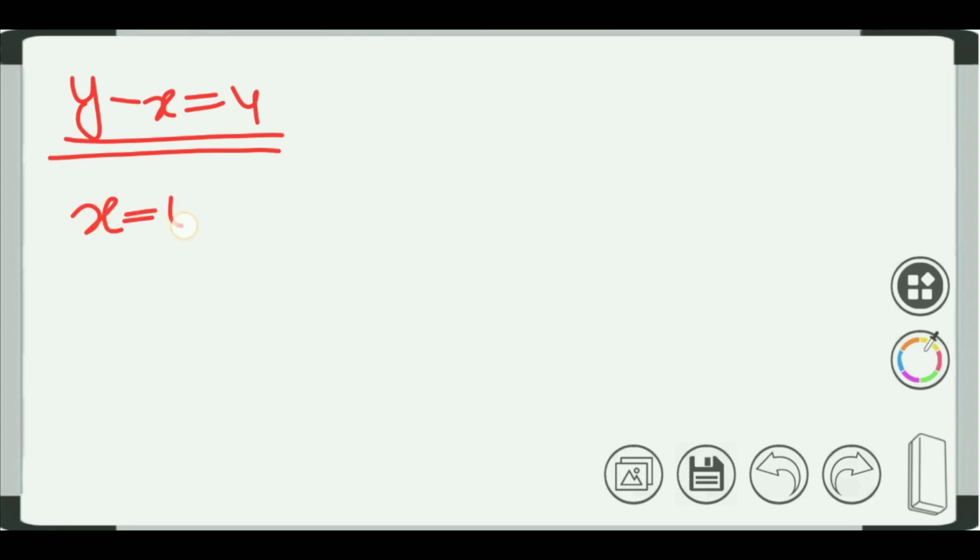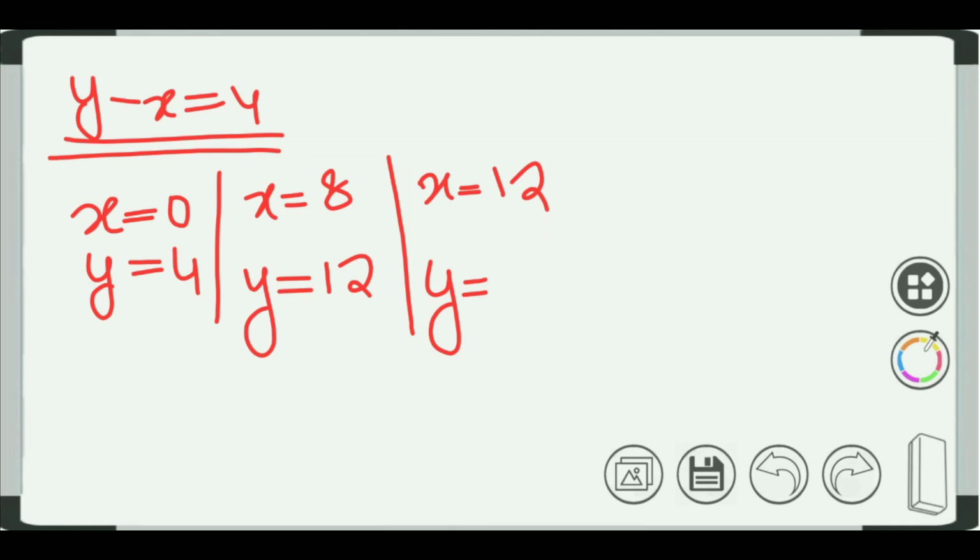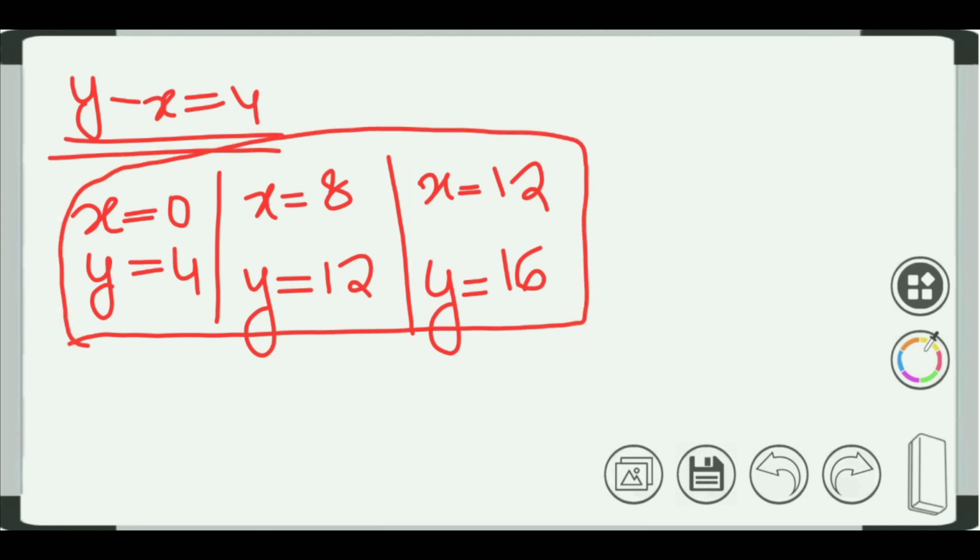In the first equation, that is y minus x is equal to 4, you can take x is equal to 0. Then you'll get the value for y as 4. Then take x is equal to 8, then you'll get value for y as 12. Then take x is equal to 12, y is equal to 16. Okay, don't take any fractions because it will be difficult for you to plot it in the graph. So these are the points you'll get for the equation number 1.